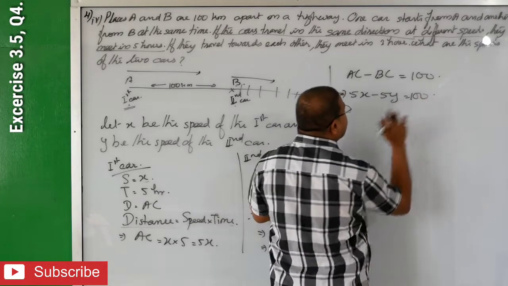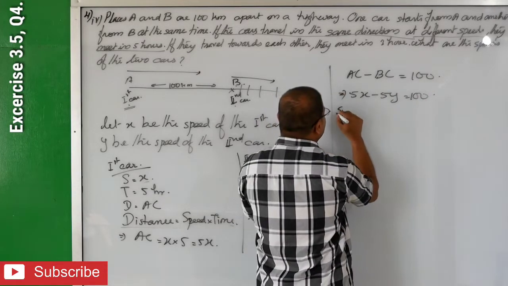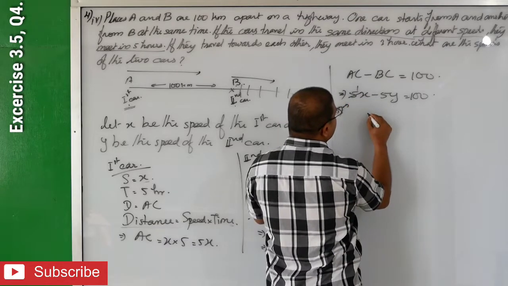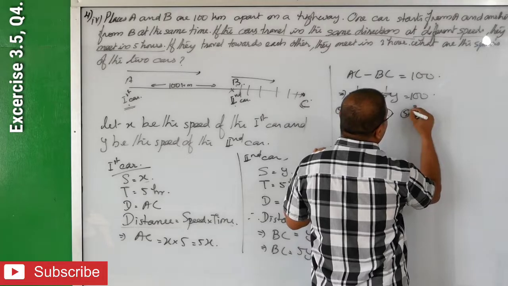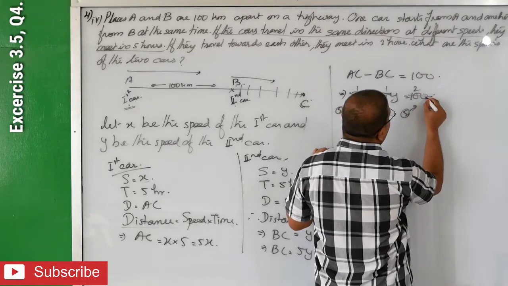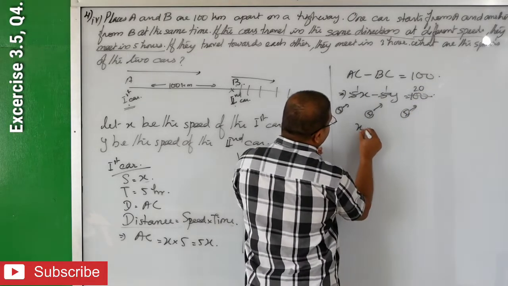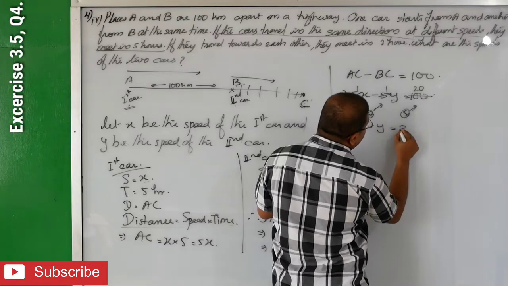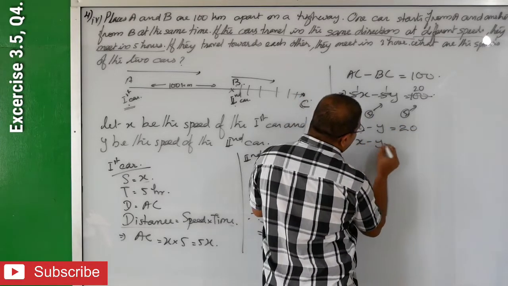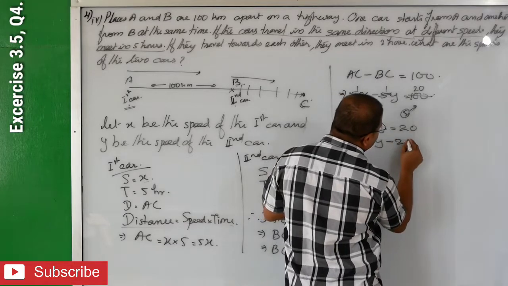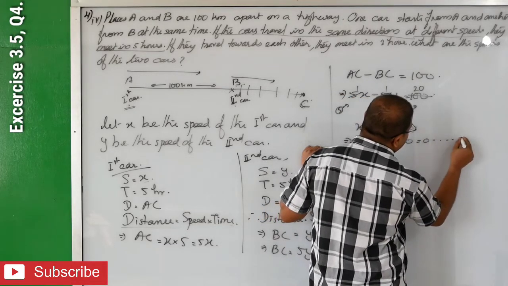Now, throughout we will cancel by 5. When you cancel here by 5, 5 ones are 5. When you cancel here by 5, 5 2s are 10, and this 0 we write upside. That means x minus y equals 20. This implies x minus y, 20 goes to the next side, minus 20 equals 0. This is equation number 1.